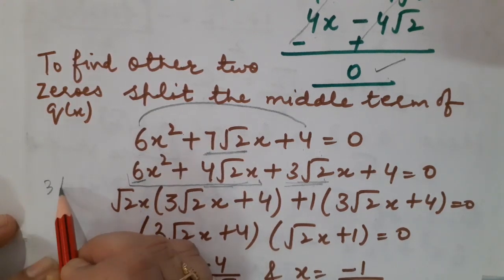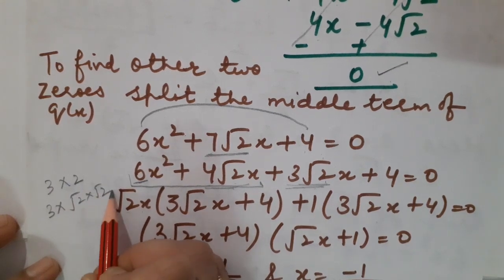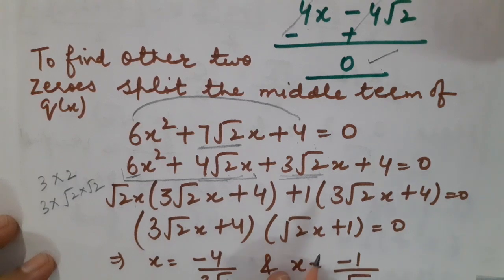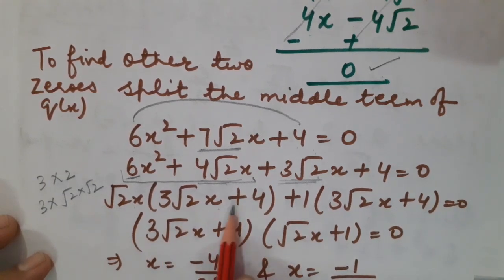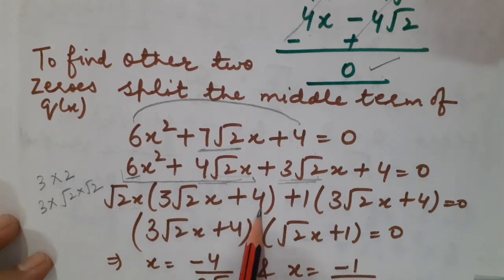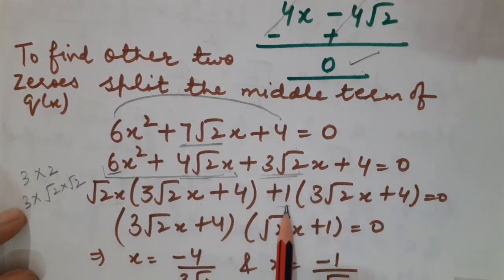Can I write 6 as 3 into 2? That is 3 into root 2 into root 2. Correct? So root 2x I have taken as common. What would be left inside? That is 3 root 2x plus. Here root 2x has gone outside. So what is left inside the bracket? That is plus 4. Now from the last two terms I have taken plus 1 as common.